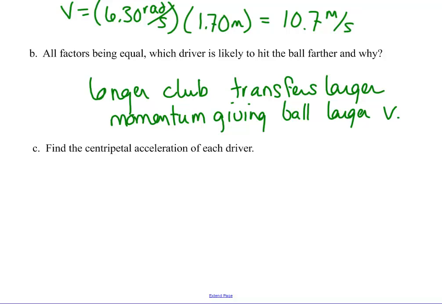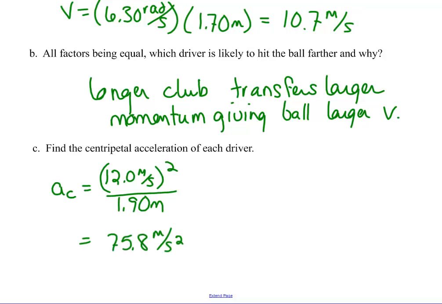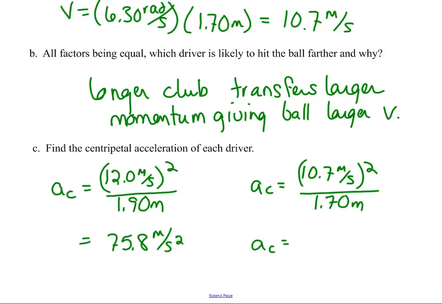Finding the centripetal acceleration of each driver, well, we find the linear velocity, so we can take advantage of that, and knowing the radius, we can find each centripetal acceleration. So for the longer club, we have 12 meters per second. We square that, divide by the radius of 1.9 meters. For the shorter club, we have a velocity of 10.7 meters per second and a radius of 1.7 meters. Our centripetal acceleration in this case is 67.3 meters per second squared.